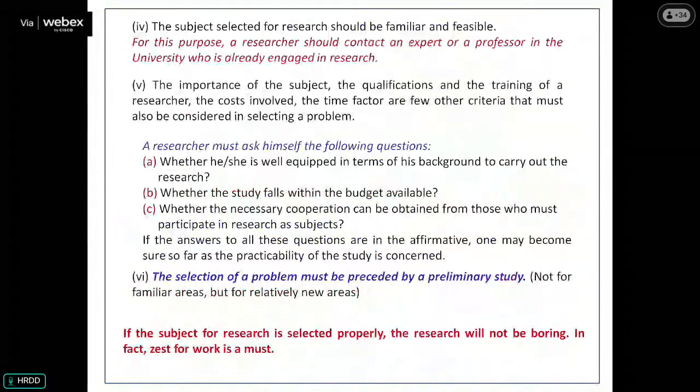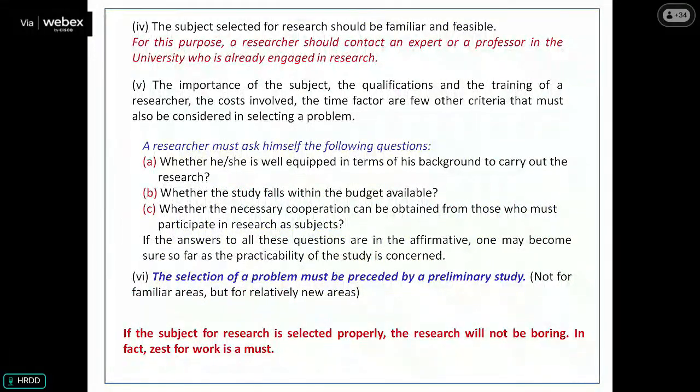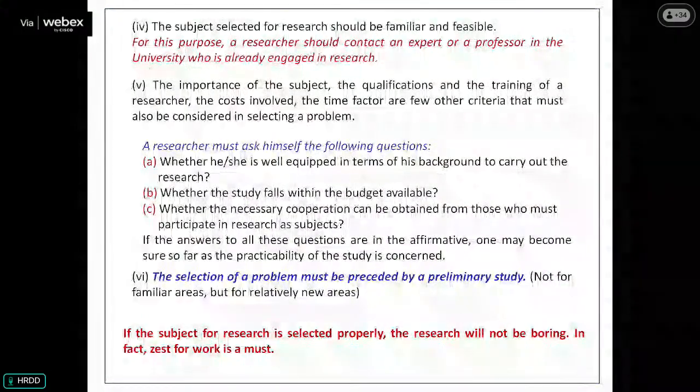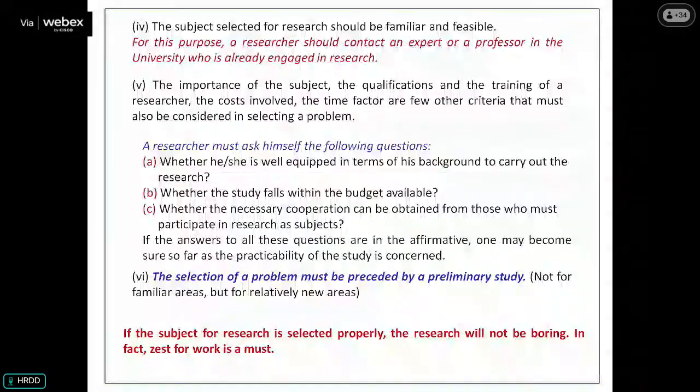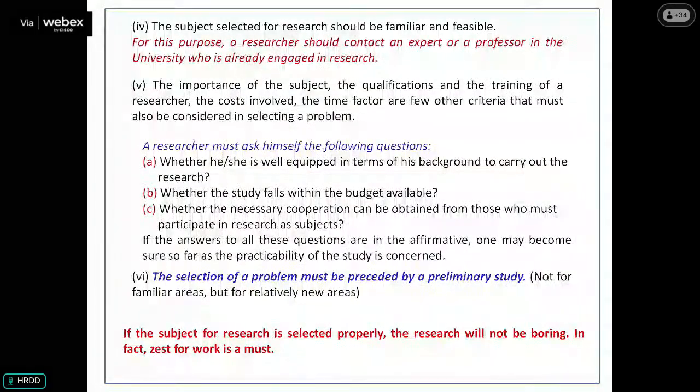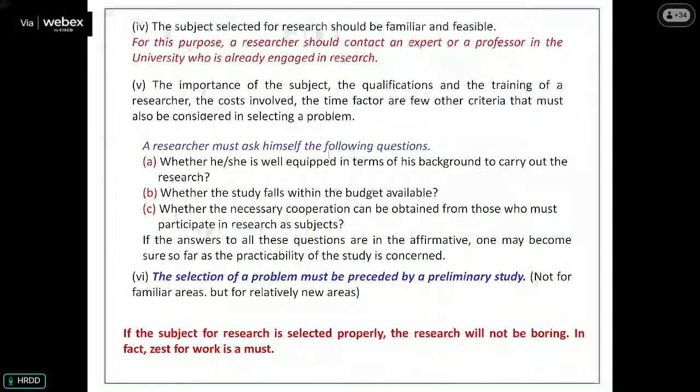Okay, the subject selected for research should be familiar and feasible. Definitely we are going with ferrites, cobalt ferrites, which show magnetic properties. We will not investigate non-magnetic material for magnetic properties. Okay, like that. The importance of the subject, the qualifications and training of the researcher, the cost involved, and the time factor are a few criteria that must be considered for selecting a problem.